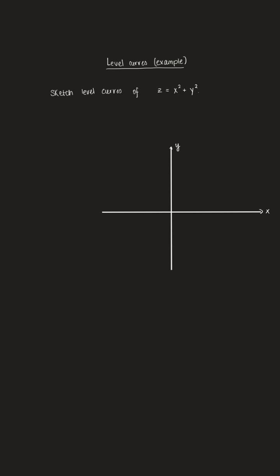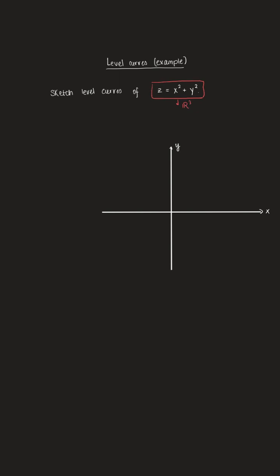Okay, so we're going to do an example of creating some level curves for a surface. Here we have a surface that is in fact an elliptic paraboloid or circular paraboloid, and we want to create level curves for this surface. So this surface lives in R3.